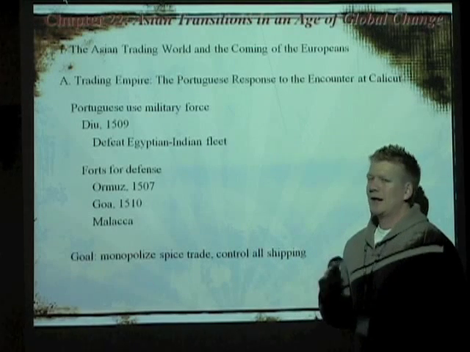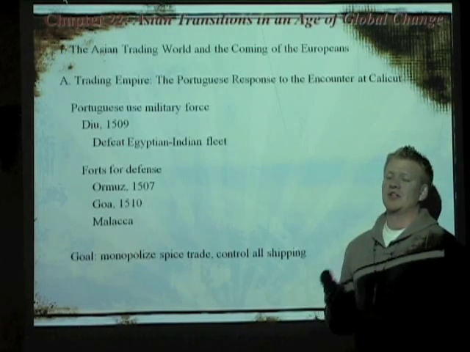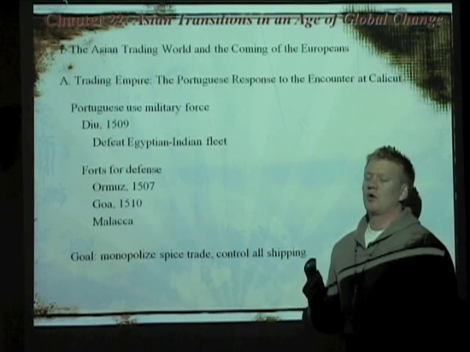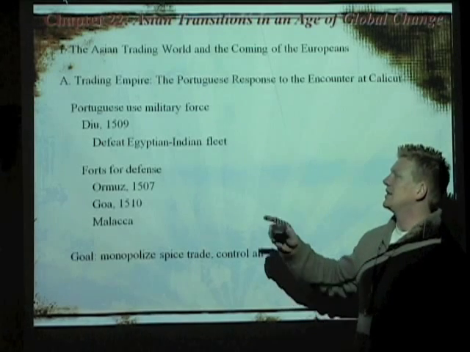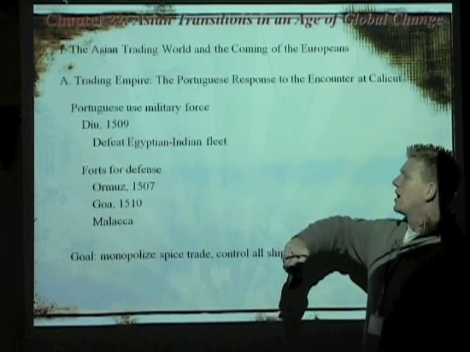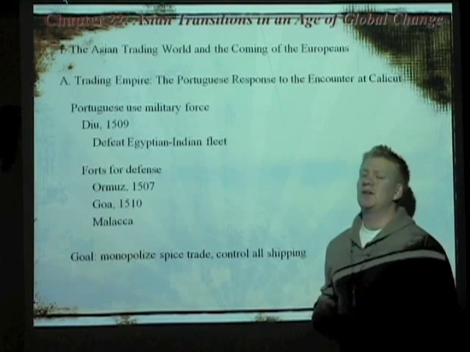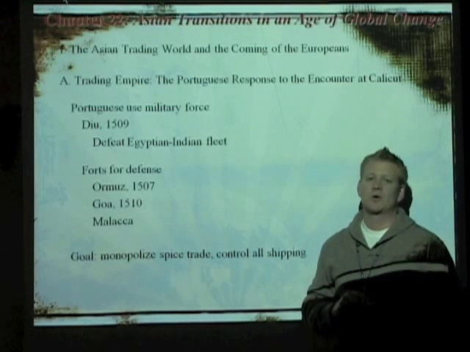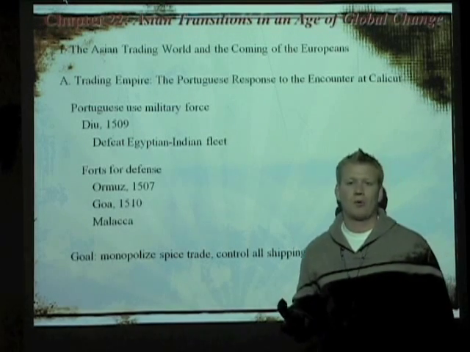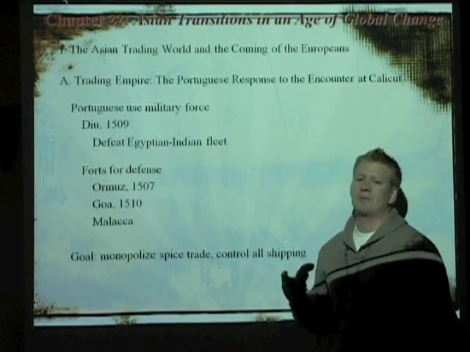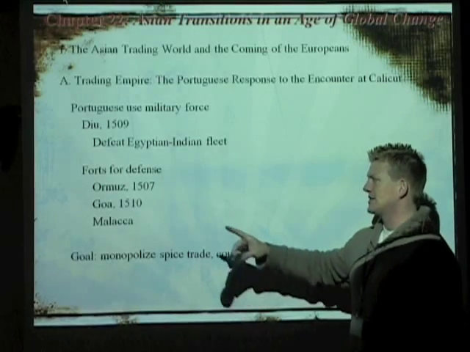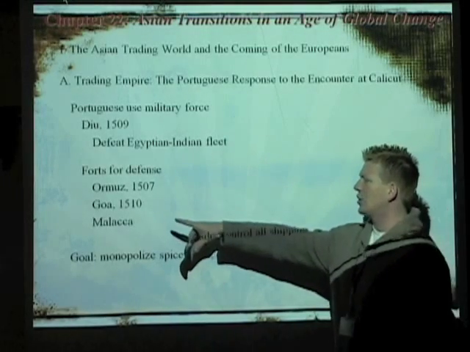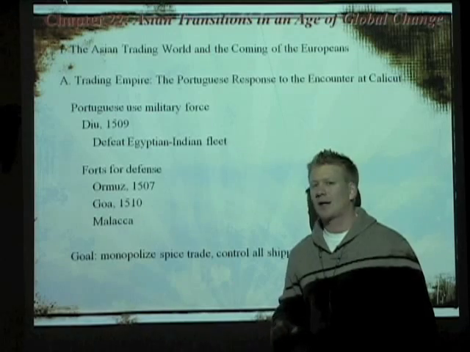and so they used military force. Now, noting this, the Egyptians and the Indian merchants are going to form a fleet to go against the Portuguese, and in Diu in 1509, the Portuguese are going to defeat the Egyptian and Indian fleet. This will prove to be dominant for the Portuguese, and they will control trade between India and the east coast of Africa. Forts for defense, they had Ormuz in 1507, Goa in 1510, and Malacca.